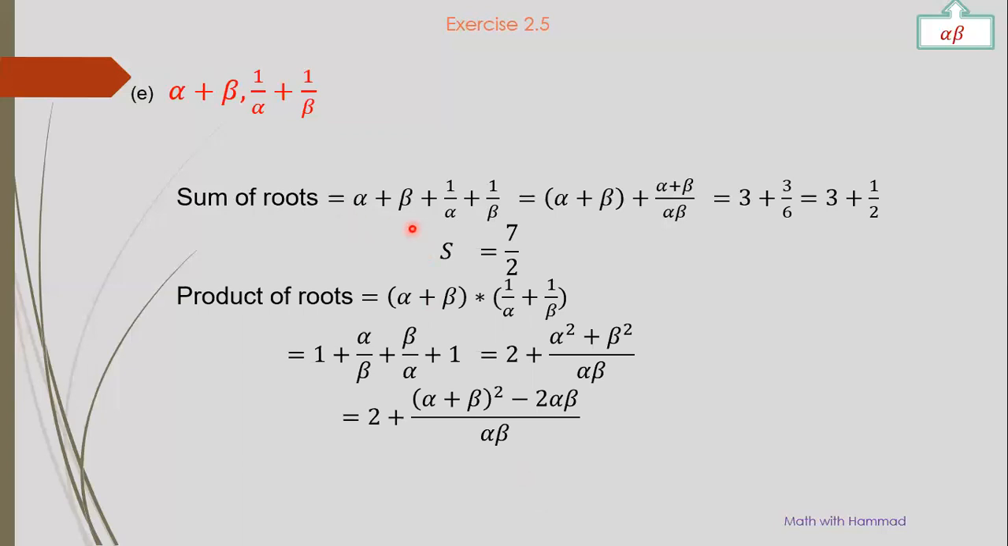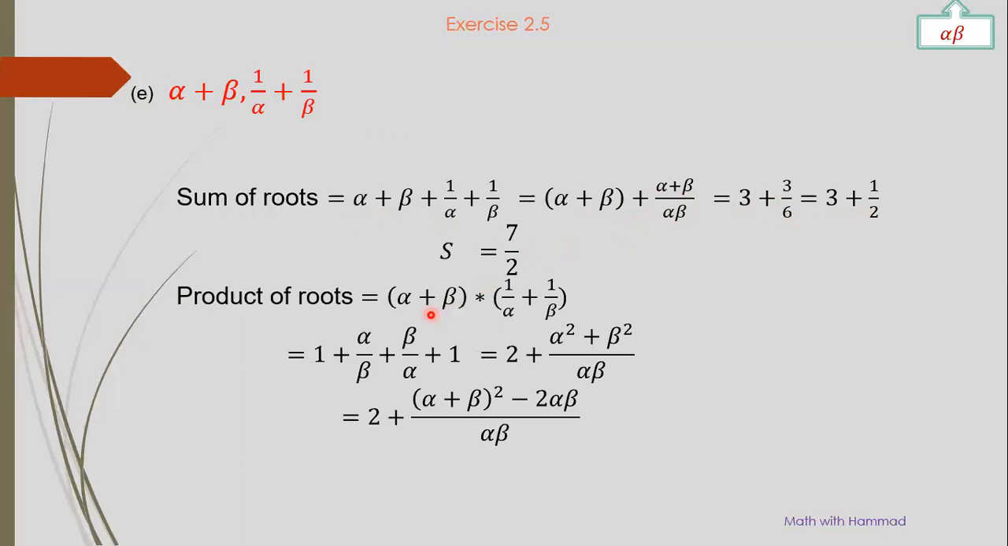Sum of the roots: alpha plus beta plus 1 over alpha plus 1 over beta. The bracket 1 over alpha plus 1 over beta can be written as alpha plus beta over alpha beta. Now we have the values: alpha plus beta is 3, and alpha beta is 6. 3 by 6 is 1 by 2. 3 plus 1 by 2, the answer is 7 by 2.